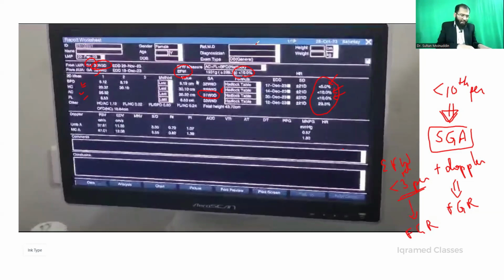I hope you have enjoyed today's session. I briefed you about the basics of Doppler, and we talked a bit on FGR, SGA, etc. I also covered the basics of the waveforms. And inshallah, in my next lecture, we shall be talking more about this, and I'll be elaborating further on the techniques, continuing these concepts.